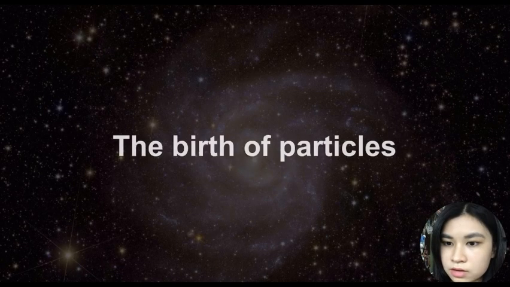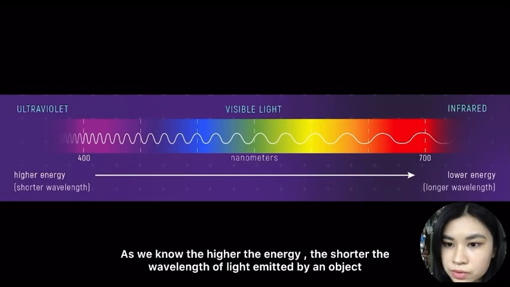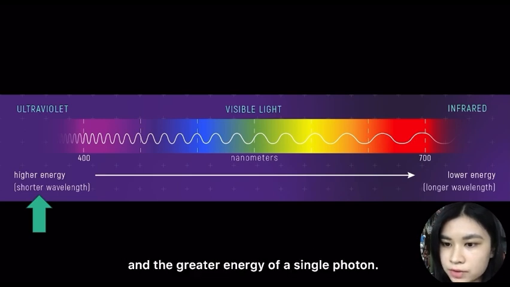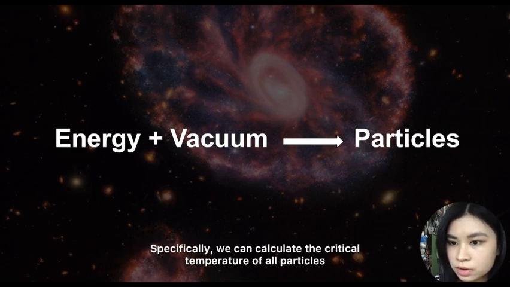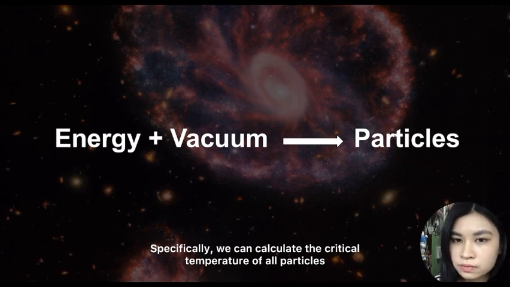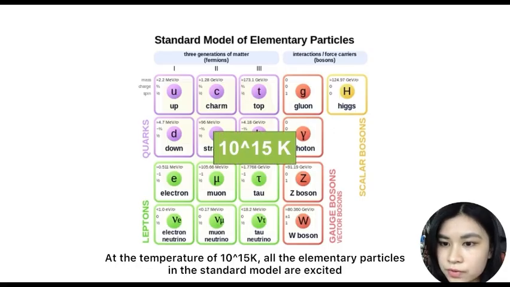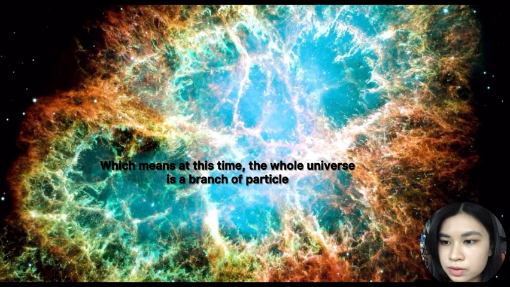The last part, the birth of particles. As we know, the higher the energy, the shorter the wavelength of light emitted by an object, and the greater the energy of a single photon. When the energy of a photon is large enough, particles can be excited from the vacuum. Specifically, we can calculate the critical temperature of all particles. At a temperature of 10 to the power of 15 K, all the elementary particles in the Standard Model are excited, which means at this time, the whole universe is a bunch of particles.